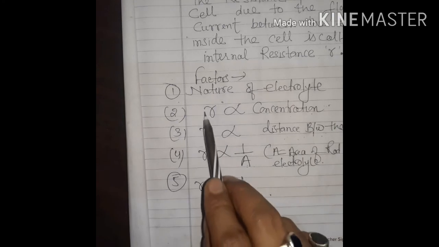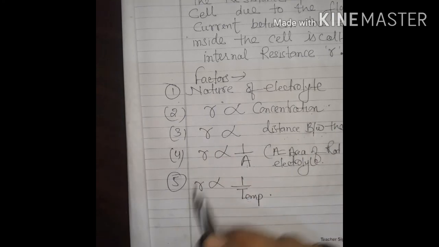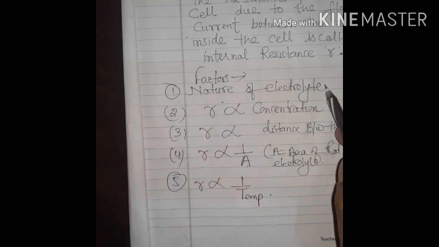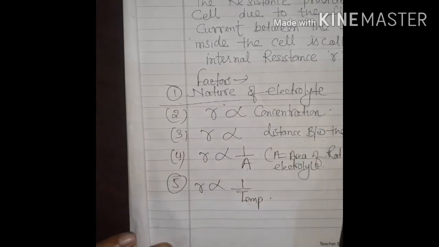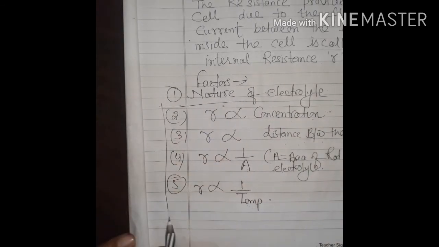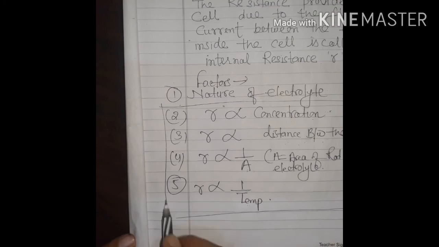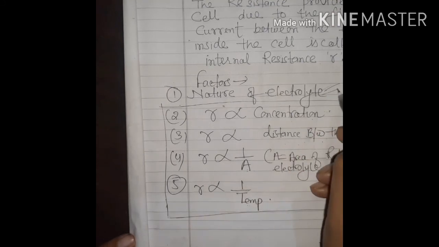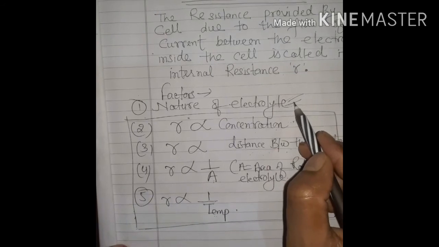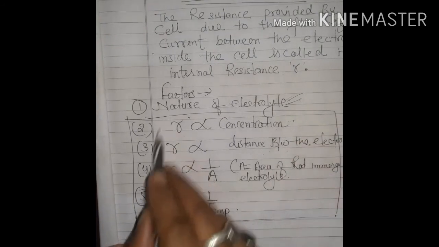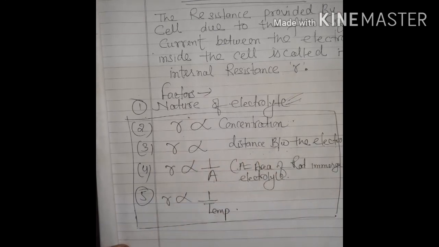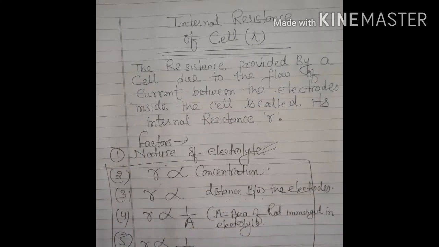So be well aware of these four factors, because the nature of the electrolyte plays its own part, but for any particular chemical solution, that is for any particular electrolyte, the last four points are very important. We are not going to discuss whether it is H2SO4, CuSO4, ZnSO4, whatever. But the last four points are very important. Okay, so this is what internal resistance of any chemical cell is.